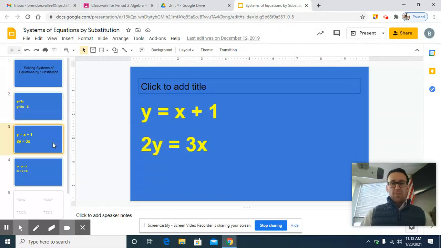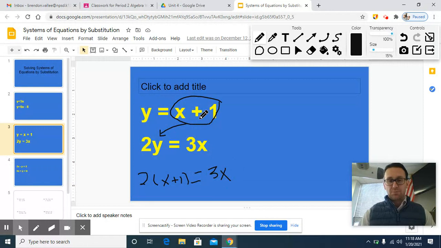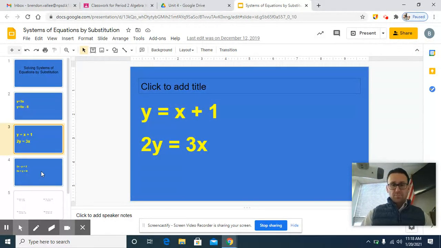If we look at this problem here, y equals x plus 1. So I'm going to take what y equals, x plus 1, and I'm going to plug it into this equation. So I would rewrite it 2 times x plus 1 equals 3x. I rewrite that bottom equation. Instead of y, I write the x plus 1. So let's look at the problem we're going to do.